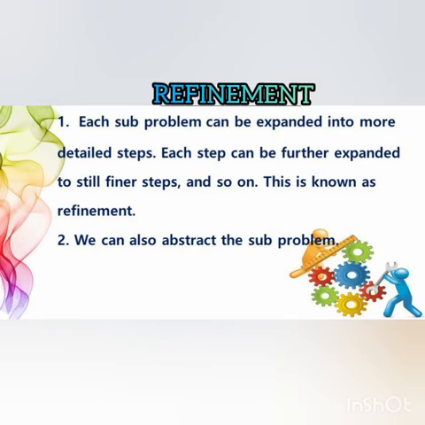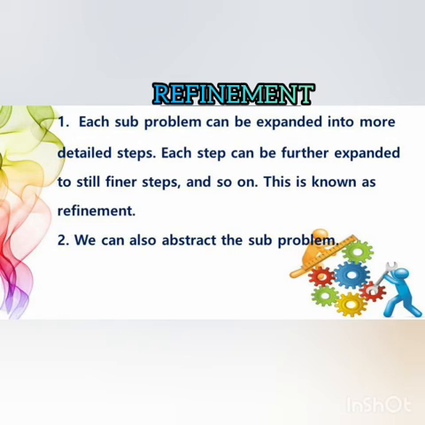Do you understand this? The next one is refinement. After decomposing a problem into smaller subproblems, the next step is to refine the subproblems. So what do you mean by refinement? Refinement is nothing but to abstract the subproblem. Then what is abstraction? Abstraction is the process of ignoring or hiding irrelevant details and modeling a problem only by its essential features. So each subproblem can be expanded into more detailed steps. Each step can be further expanded into still finer steps and so on. This is known as refinement.